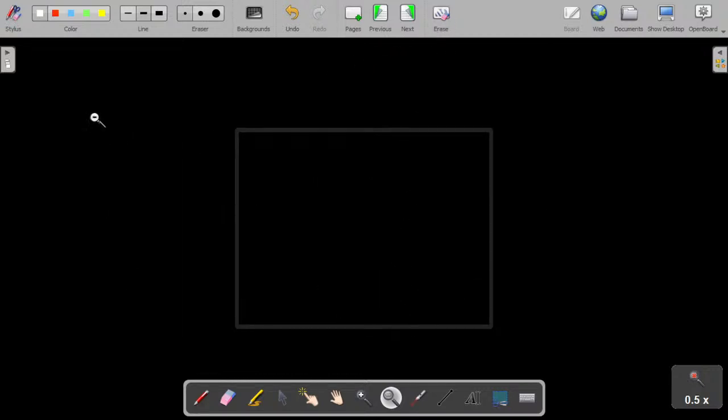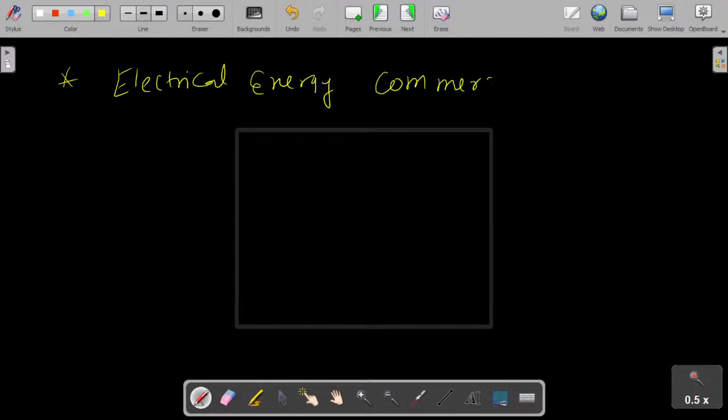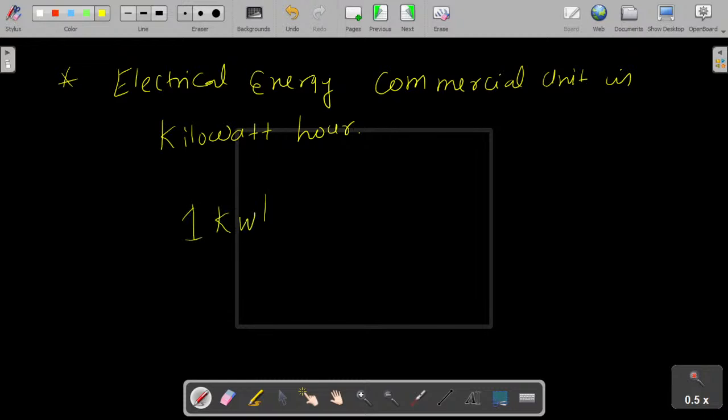And the last topic, write down, electrical energy, commercial unit. The commercial unit is kilowatt hour. Only electrical energy has the unit kilowatt hour. So what is 1 kilowatt hour? Write down: 1 kWh is equal to 3.6 into 10 to the power 6 joule.